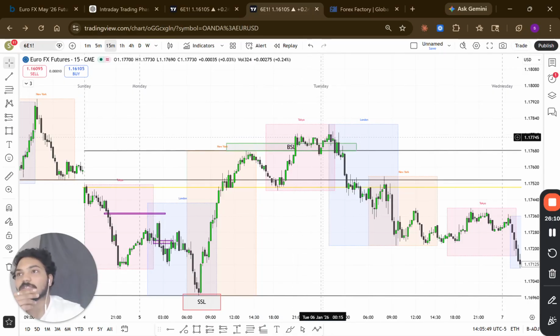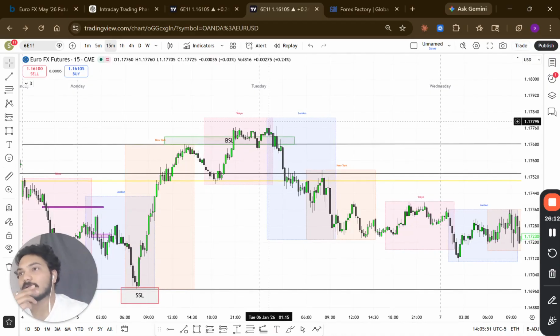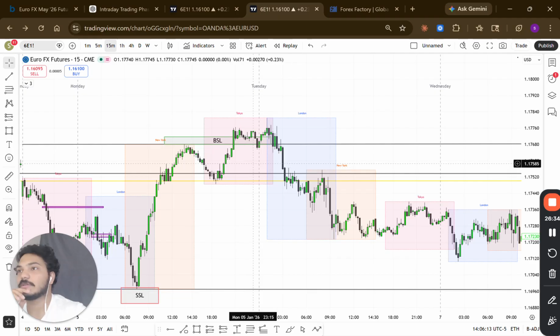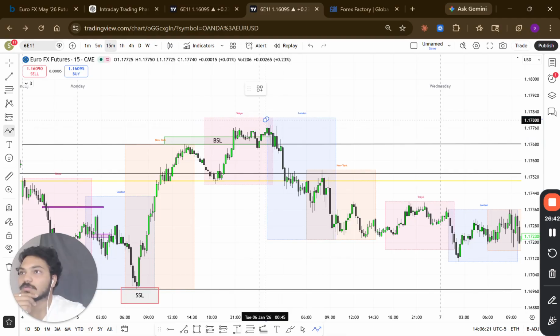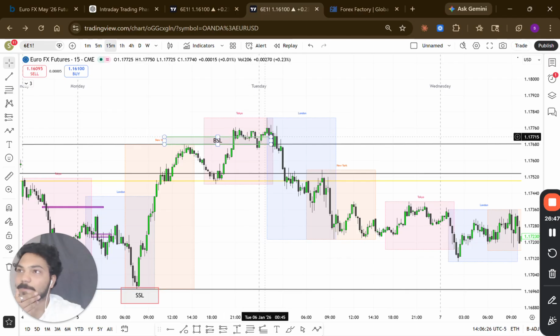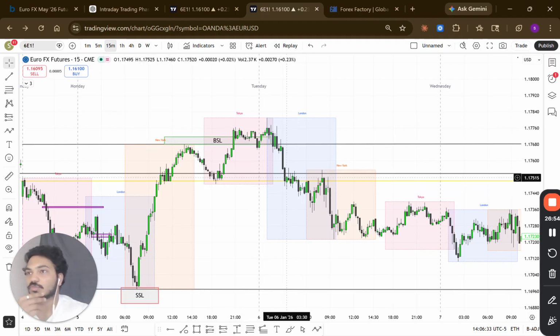So it went to hunt this buy side liquidity, and once the London opened, this is the Asian range, and at the opening of London it went to hunt that, and it fell throughout the session, if you see. We can frame it like this: it hunted the liquidity. So accumulation, manipulation, distribution, okay, towards the London.